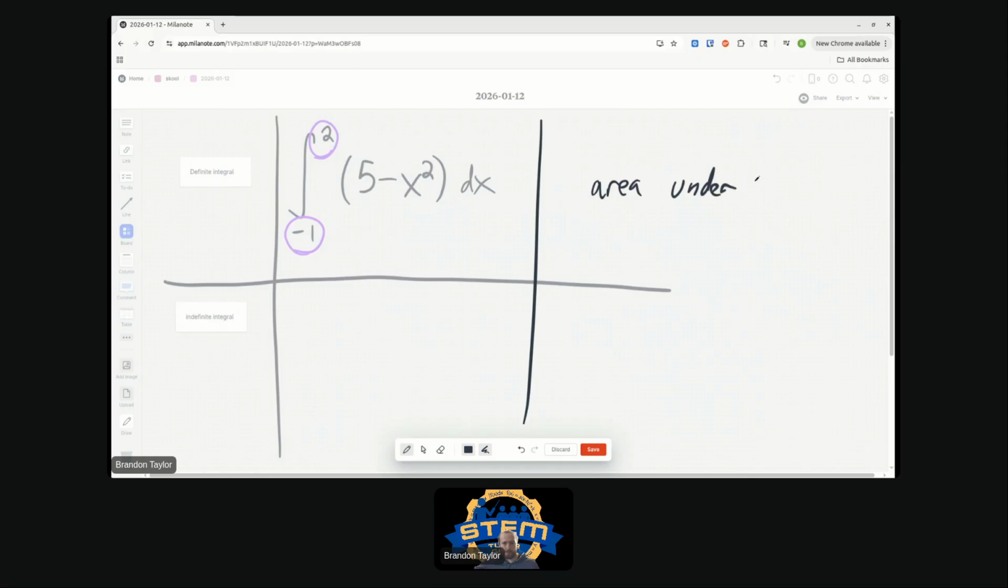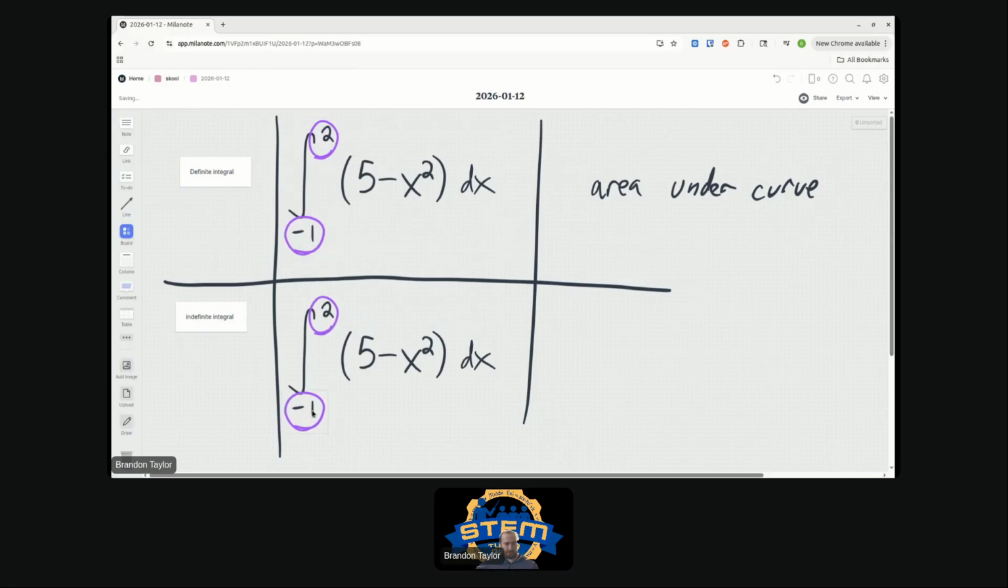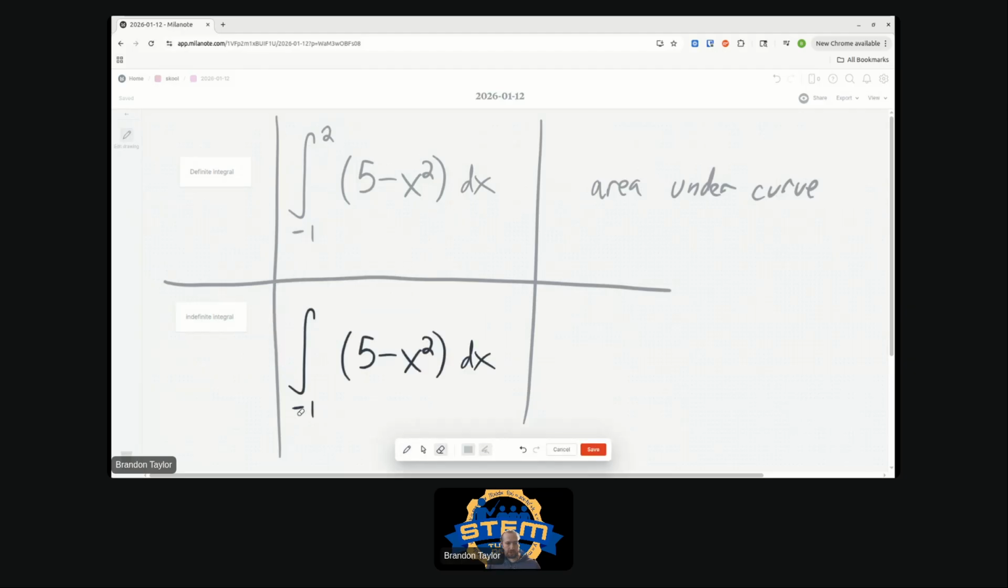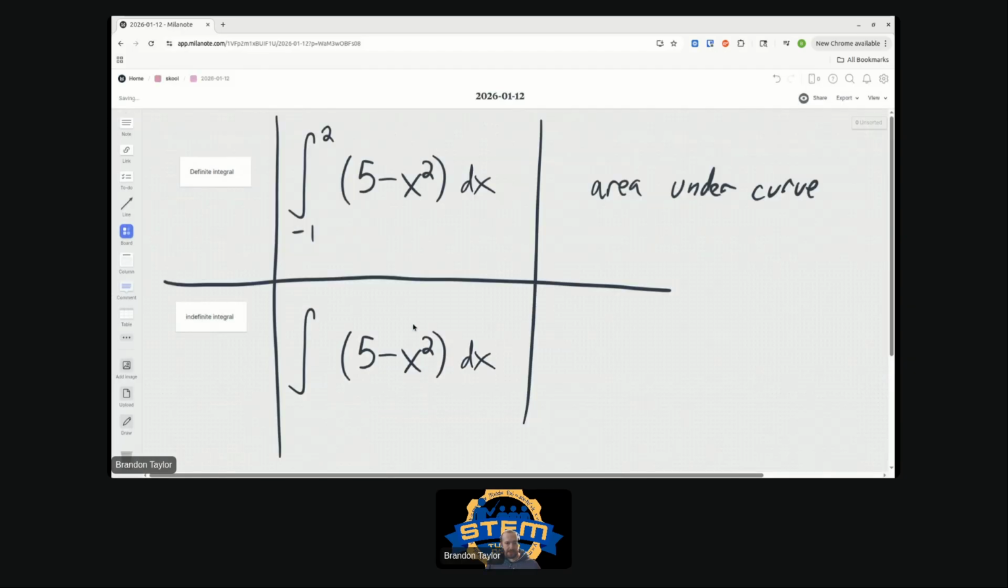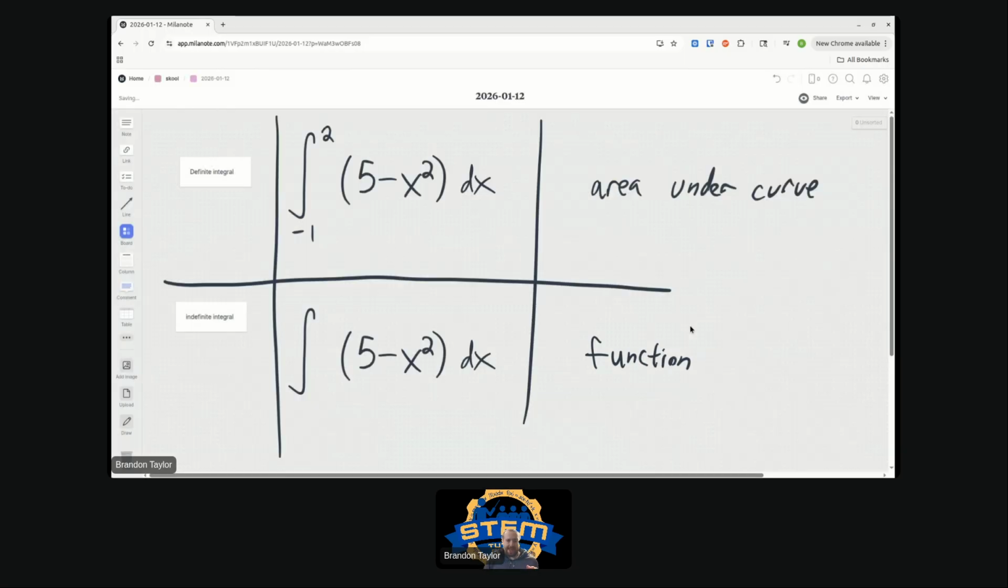What we're going to start talking about is an indefinite integral, which does not have any bounds. So if I bring this down, imagine that we did not know the bounds. This is an indefinite integral, and the output is a function. Now, why are we going to this trouble? So basically, here's what I'll say.